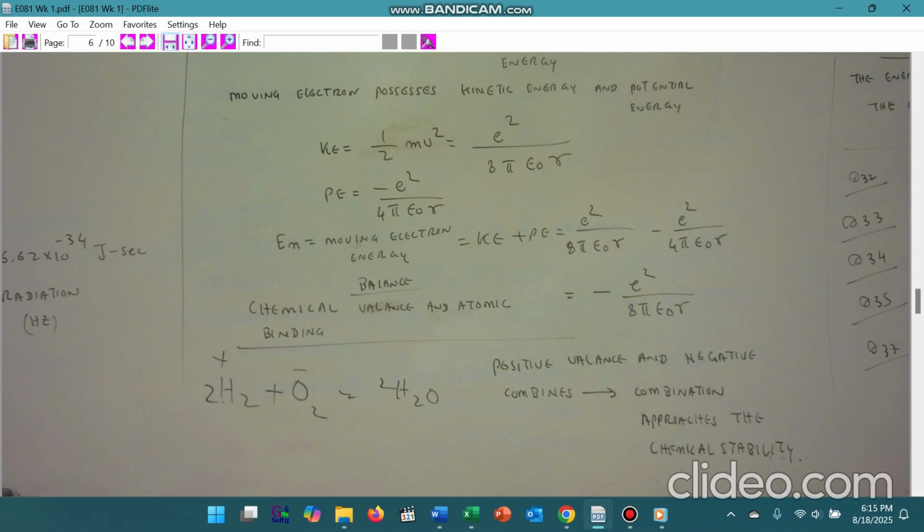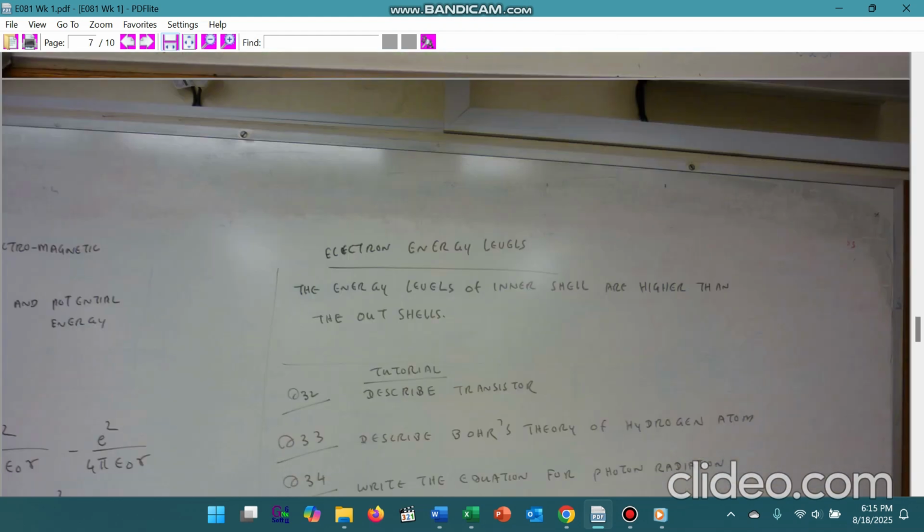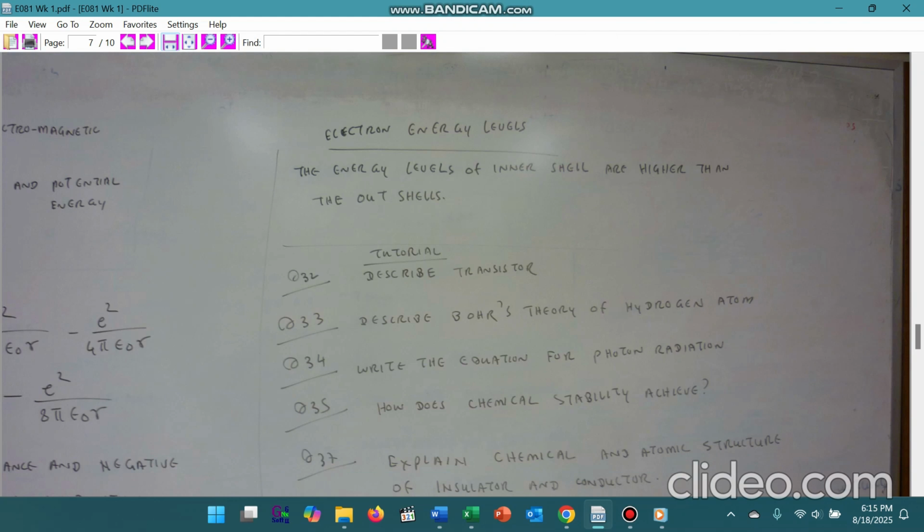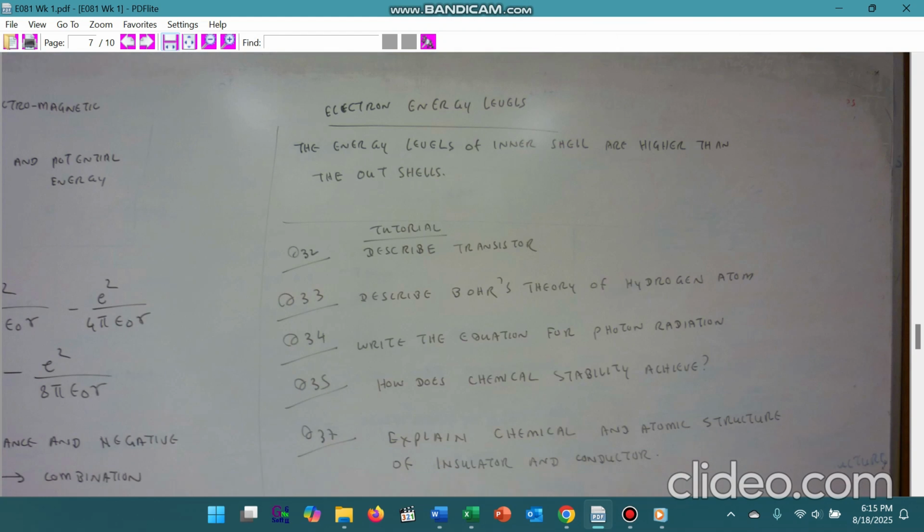With the energy level, the energy level is a change from one condition to another condition. When the electrons in the atoms are very close to the nucleus, they are at a higher energy level. When they are far from the nucleus, they reach a lower energy level. So this becomes the electron energy level.